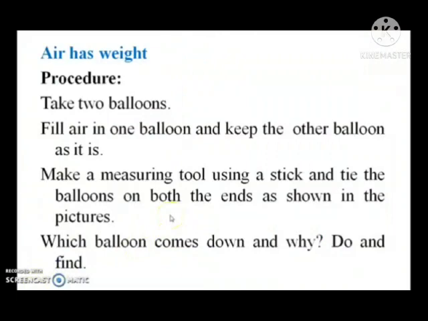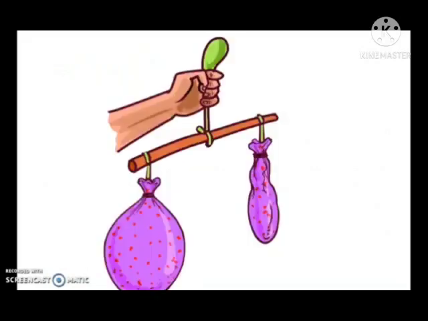Okay. Air has weight. காத்துக்கு weight இருக்குன்றதை நம்ம எப்படி ப்ரூவ் பண்ண போகிறோம்? Yes, procedure. Take two balloons, the same. Fill air in one balloon and keep the other balloon as it is. Make a measuring tool. As you see in the picture, you can tie both the balloons. One is filled with air.